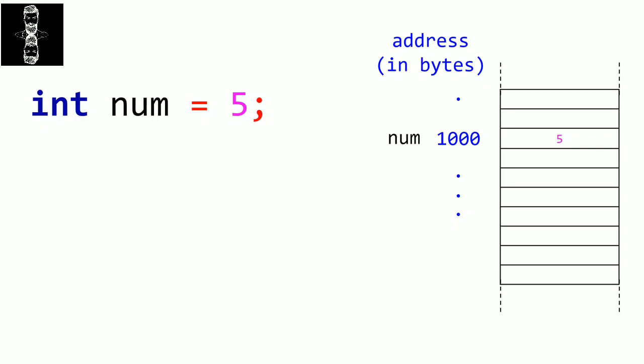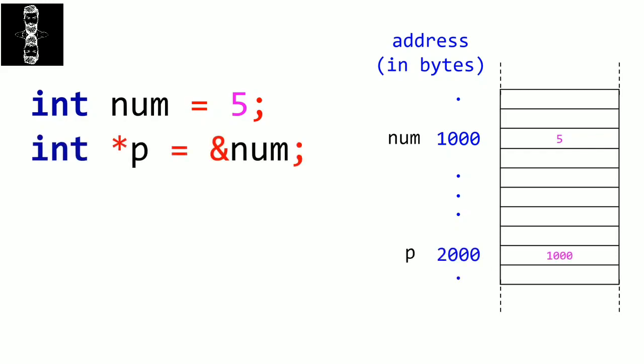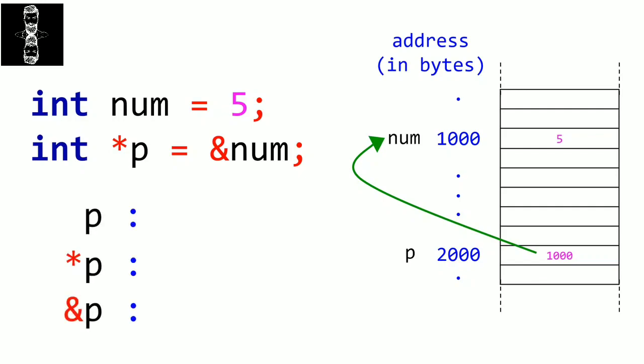And we have our pointer p that points to num and stored at the address 2000 in the memory. So at the address 2000, we find the value 1000, which is the address of the pointed variable num. And now take some seconds to find the value returned by each one of these three elements. Pause the video and try to guess.